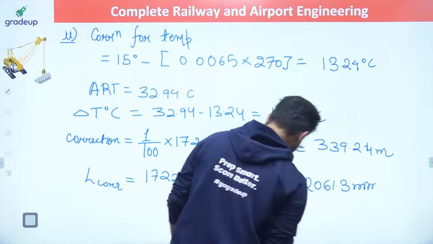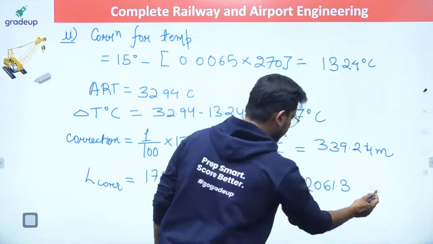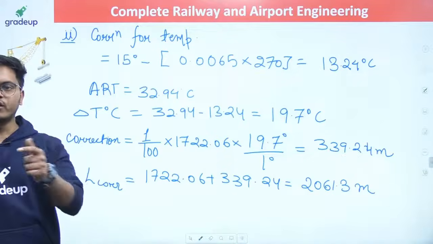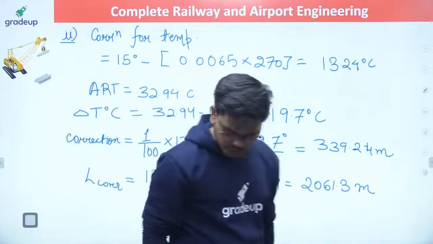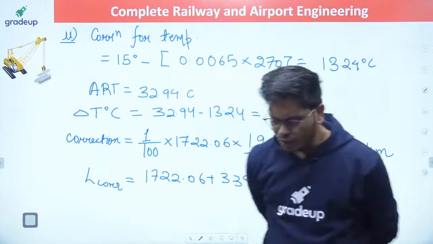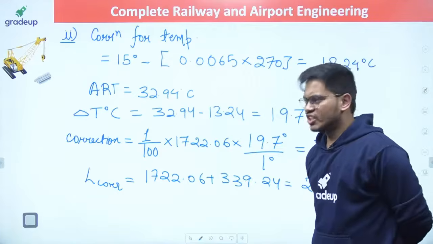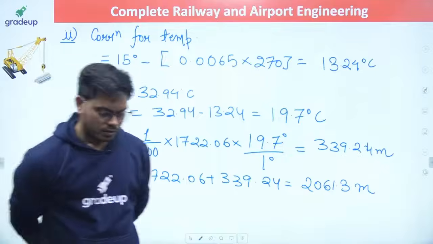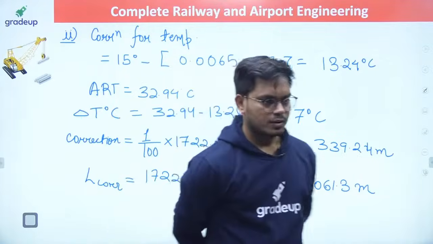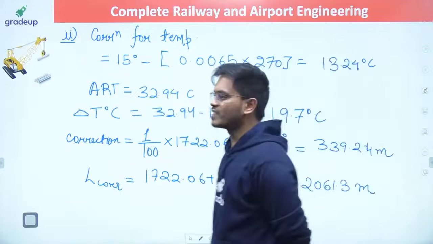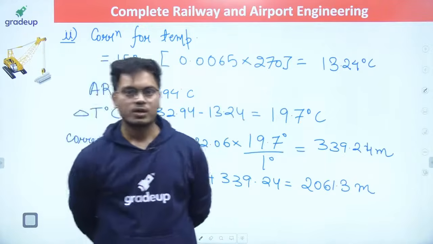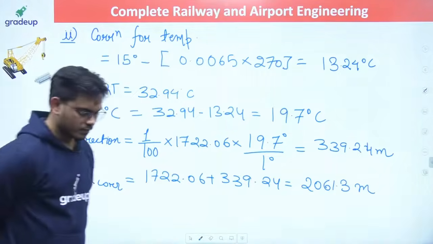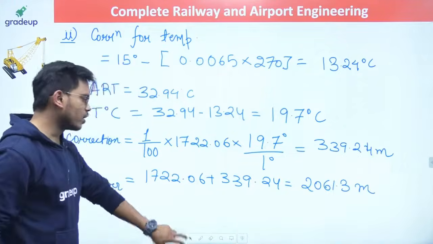Till this point, anybody have any doubt, quickly please let me know. A small doubt, big doubt, any doubt, please let me know. I am waiting for you. And now we will apply a check. The check is, we have to see the total increase in length. The total correction should not be more than 35%. That I will check.